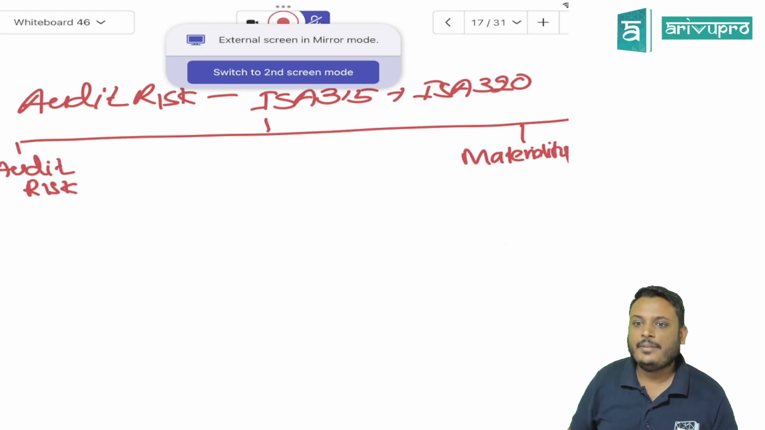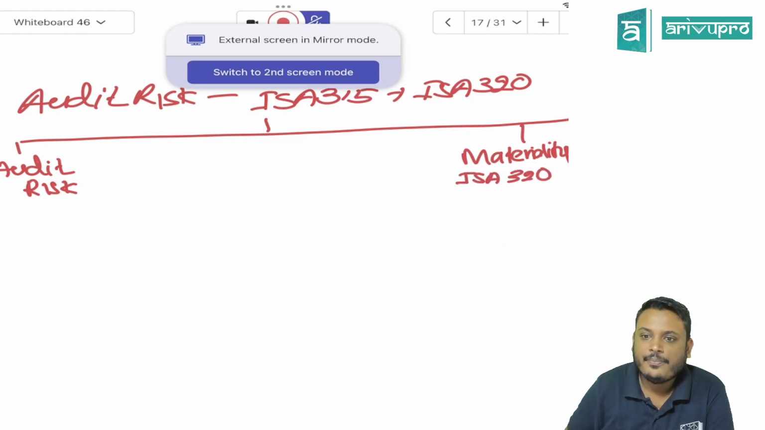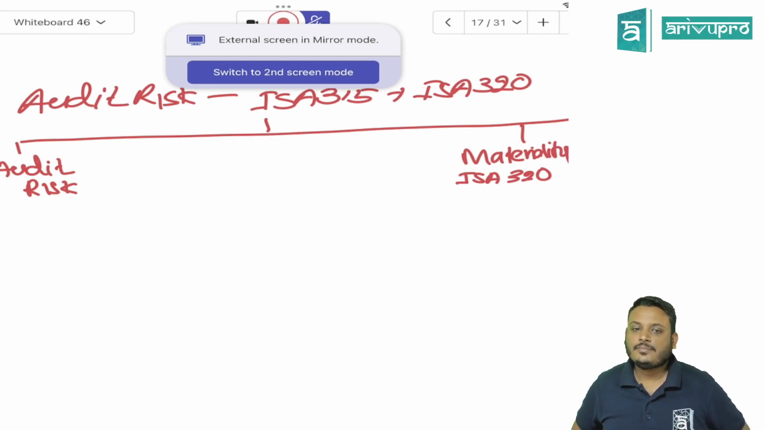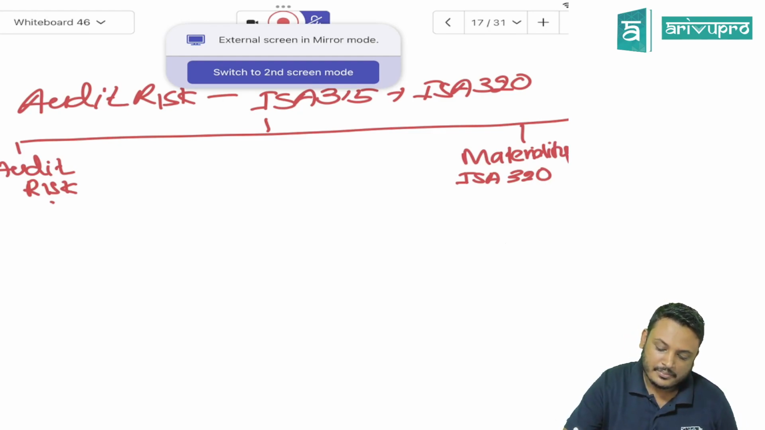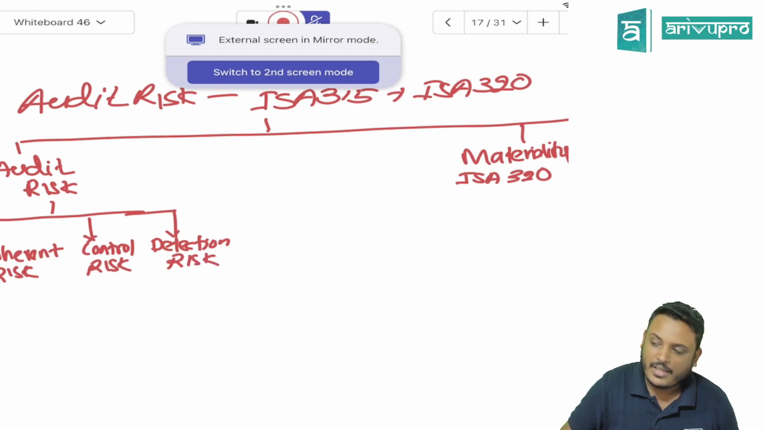Audit risk and materiality. Materiality, ISA 320. Okay. Audit risk: inherent risk, control risk, detection risk.